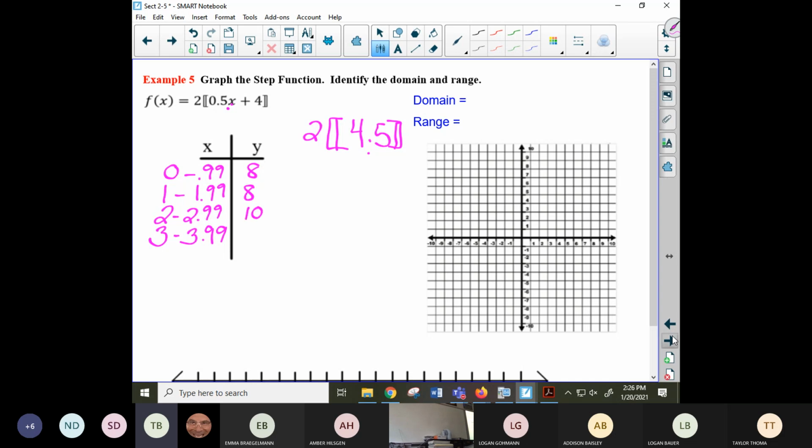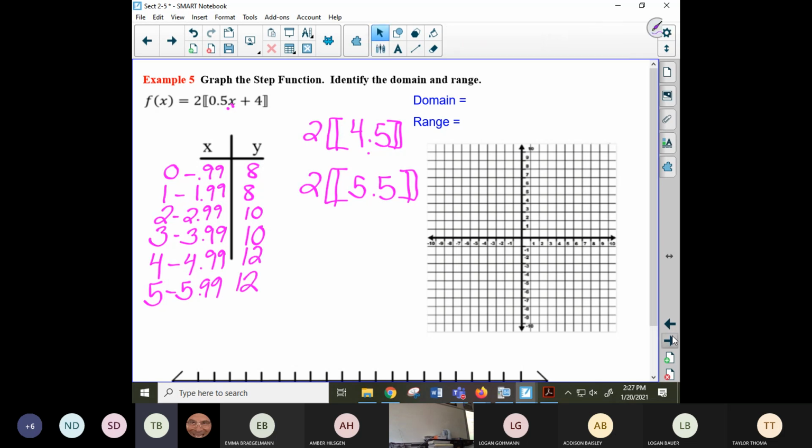Now we're going to put 3 in there. 0.5 times 3 is 1.5. 1.5 plus 4 is 5.5. Now, what's the greatest integer less than or equal to 5.5? 5. What's 5 times 2? 10. What would you guys guess we would get for this one and this one? Yep. Okay, so let's go ahead and graph this.